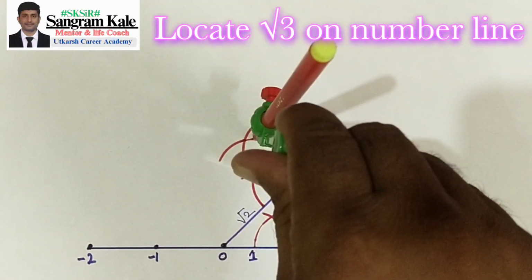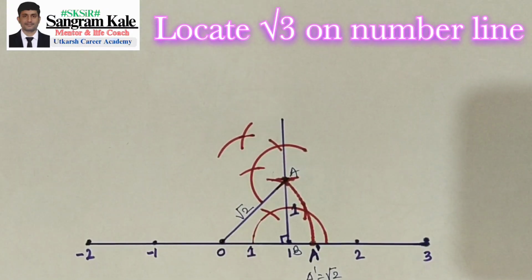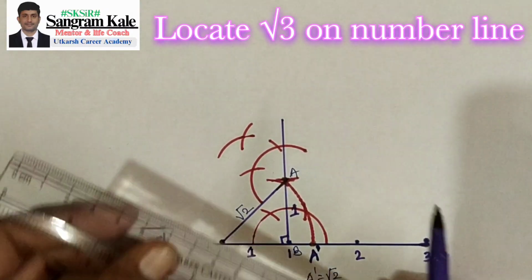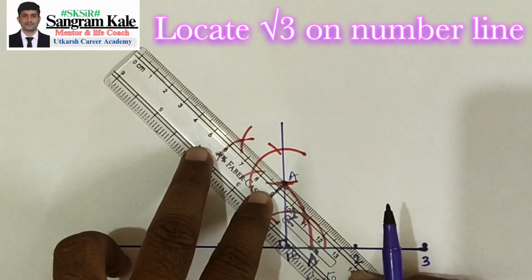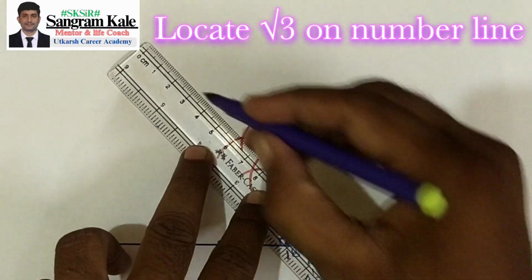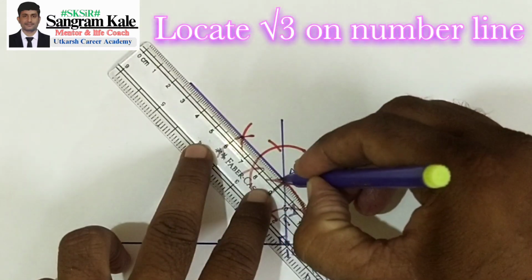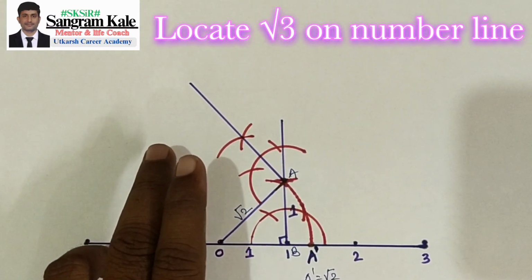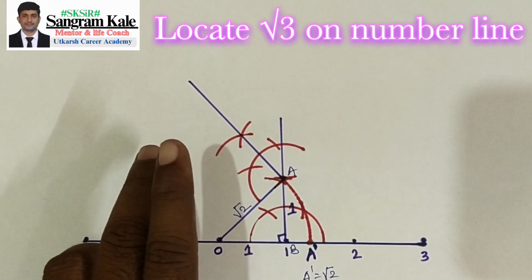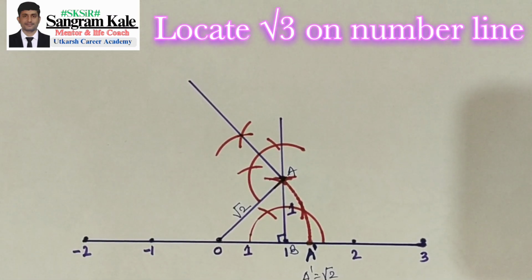Now, using a scale, from point A and that cutting point, draw a line segment, the line segment which is perpendicular to OA. Now OA and that constructed line are perpendicular. Just see that.